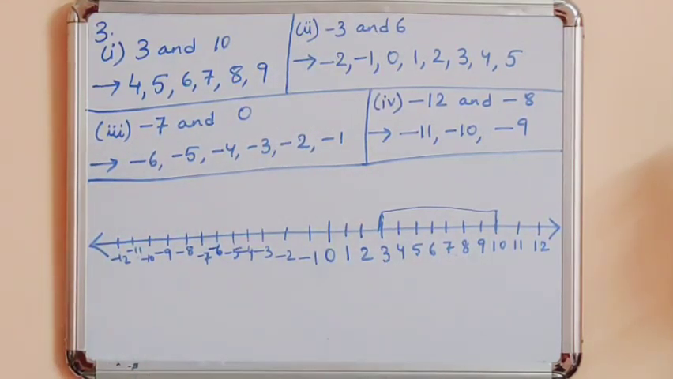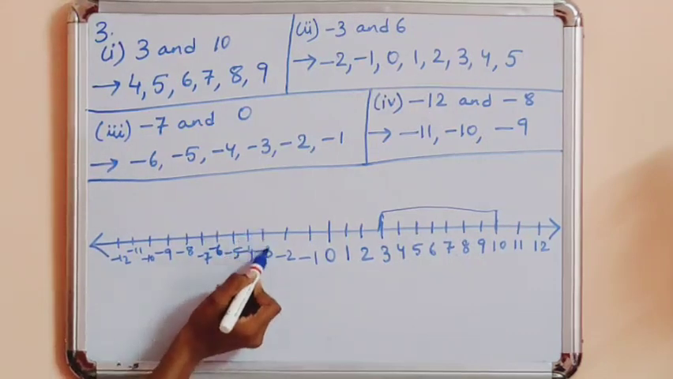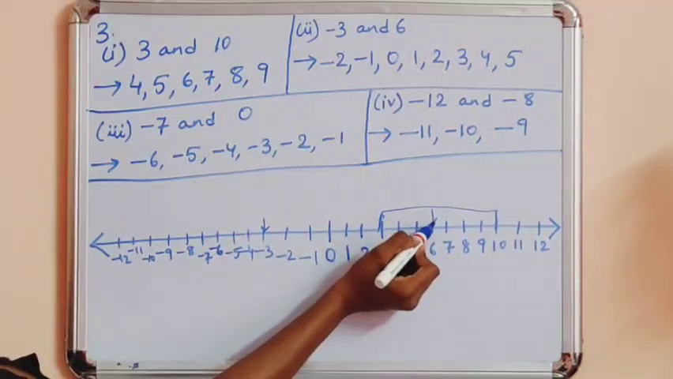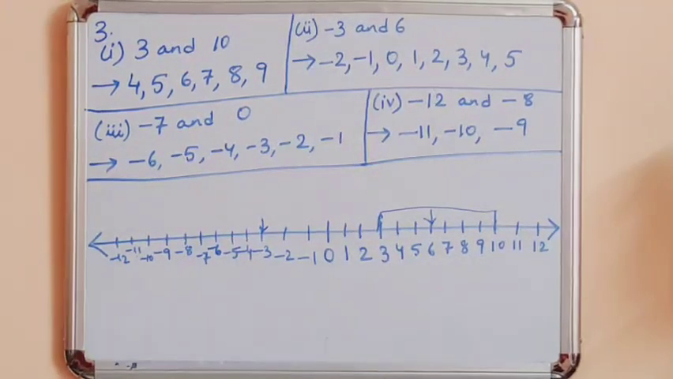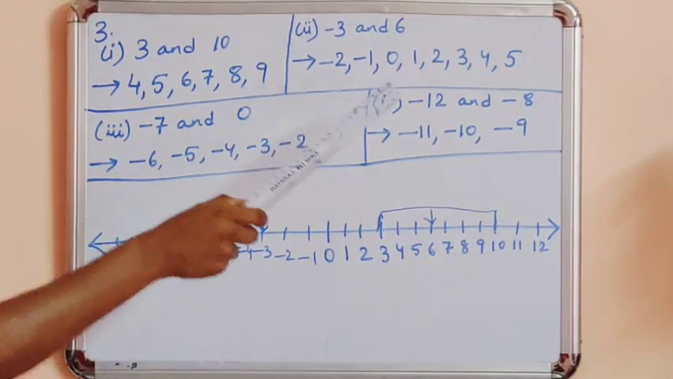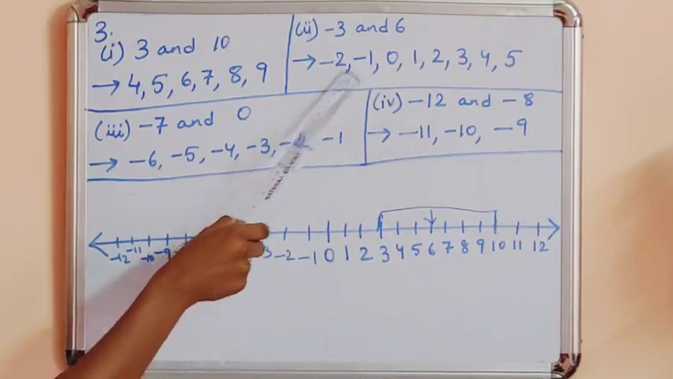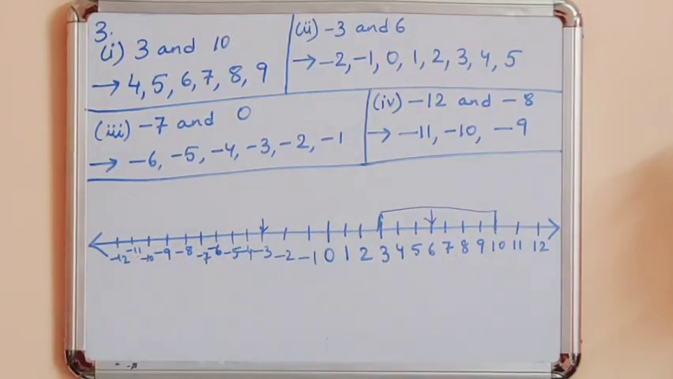First you have to locate where minus 3 and 6 are. So here is minus 3 and this one is 6. So whichever integer is lying between these numbers, you have to write here. So minus 2, minus 1, 0, 1, 2, 3, 4, 5. So all these numbers lie between minus 3 and 6.